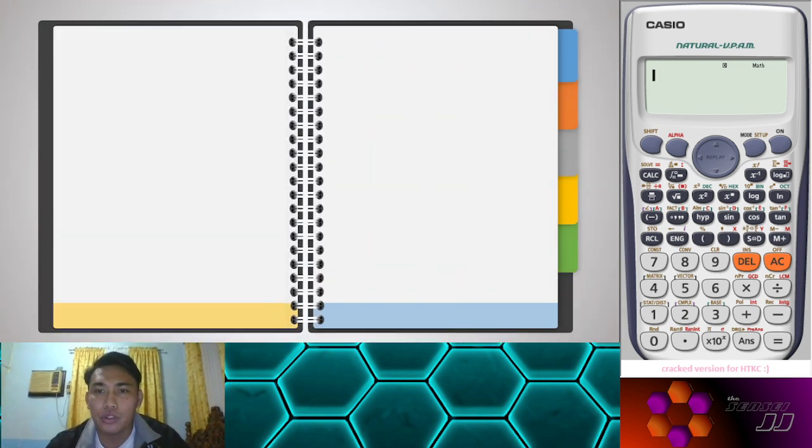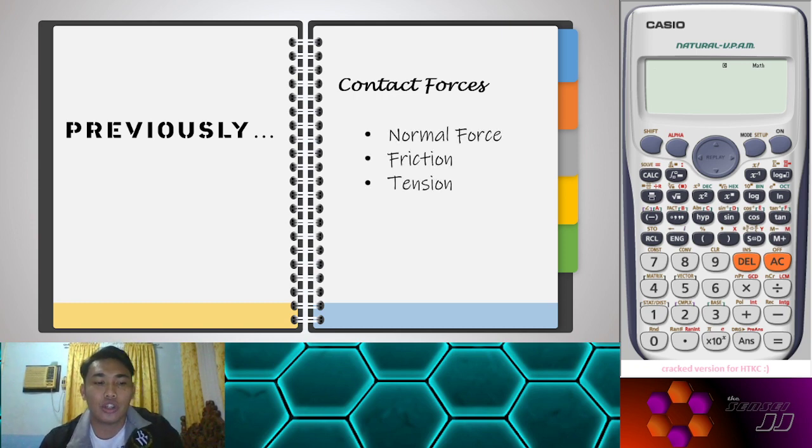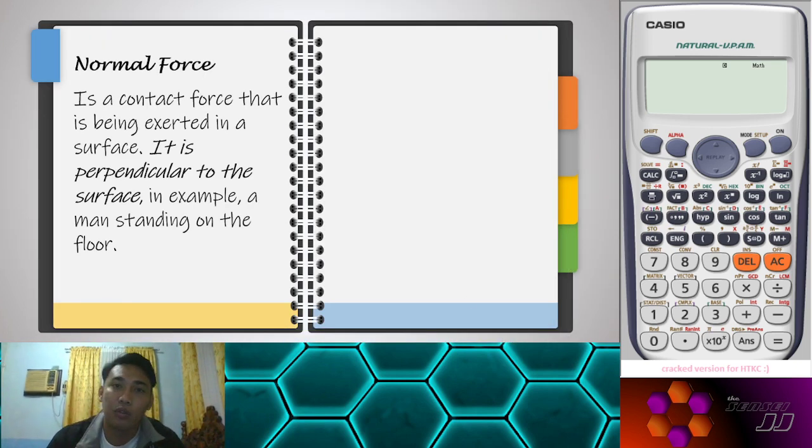Previously we discussed the contact forces: the normal force, the friction, and the tension. Now we will discuss the application of the laws of motion, starting with the normal force. The normal force is a contact force exerted by a surface, normally the ground, where you are standing. It is perpendicular to the surface, meaning 90 degrees to the surface.